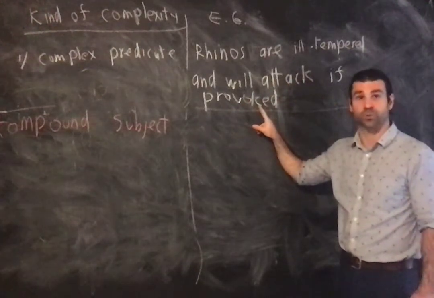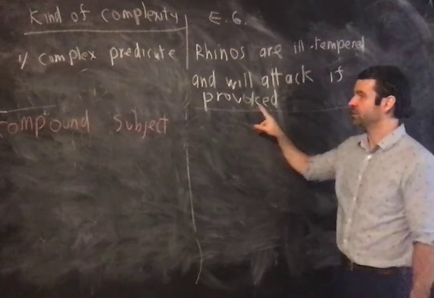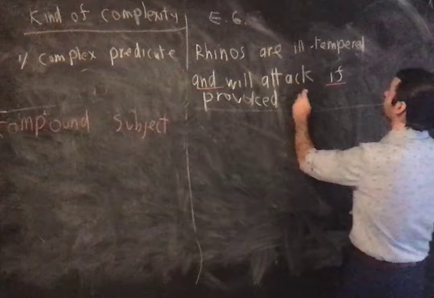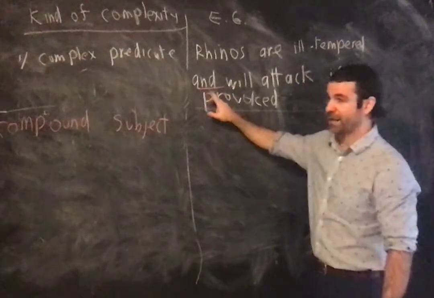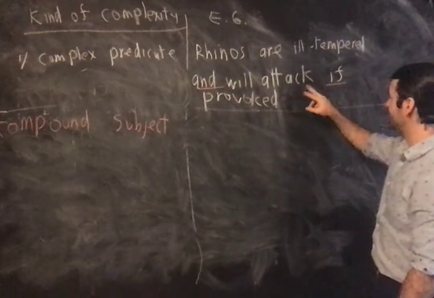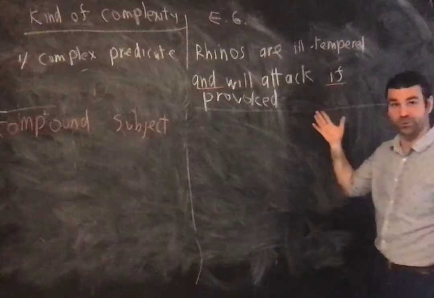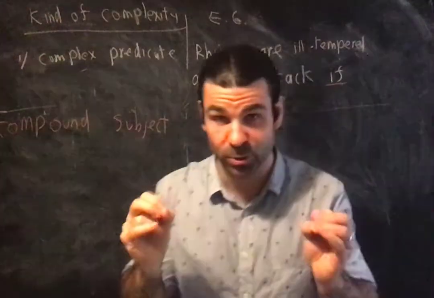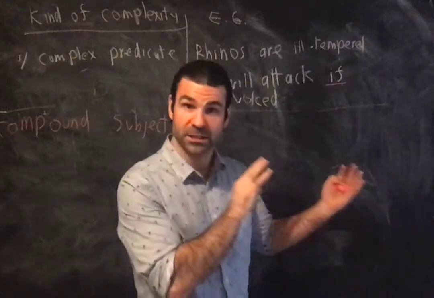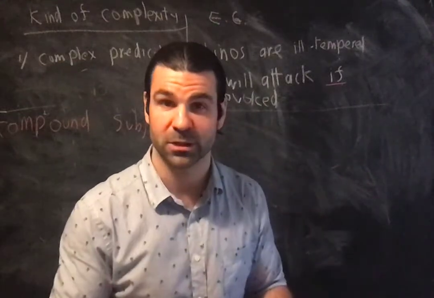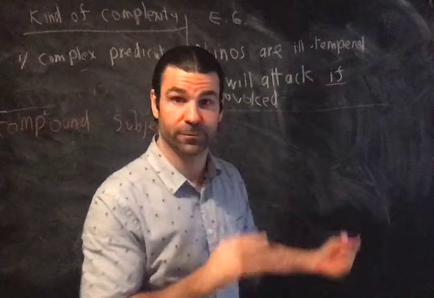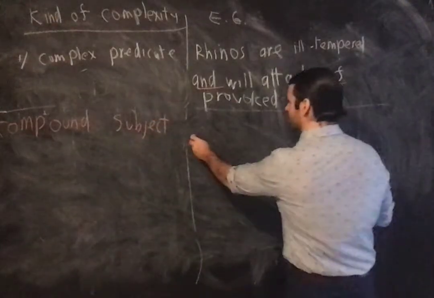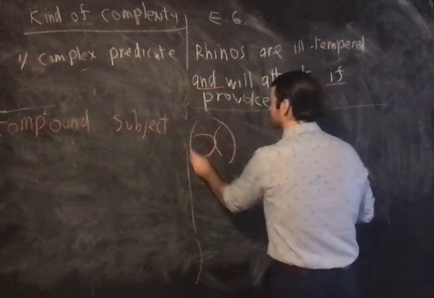It's quite a complex predicate. Got the logical words. They're ill-tempered, and so I'm going to have to have a conjunction. They will attack if provoked. I'm also going to have a conditional, but where? This is the crucial thing: all as part of the predicate. So lay down the overall form first, keep that form in place. So the most important thing is you do this.